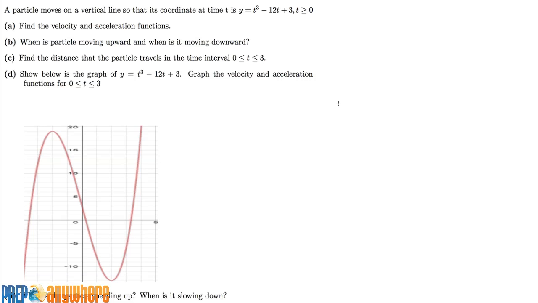A particle moves on a vertical line so that the coordinate at time t is given to be this. Note that we only have y, and y is a function of time, not a function of x. So really the x-axis here is not the x-axis, it's the time axis, and this is the y. Now students often mistake when they see this graph that this is actually how the particle moves.